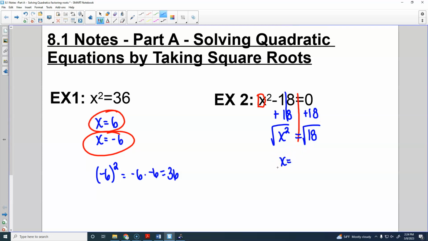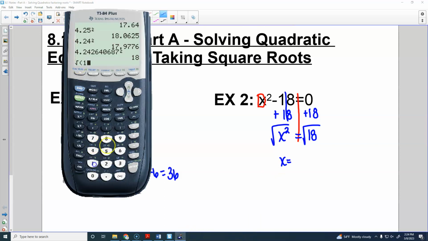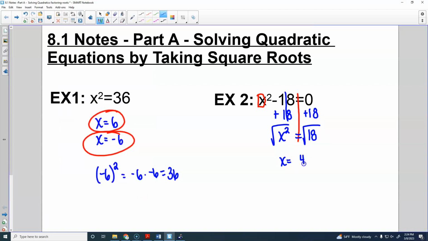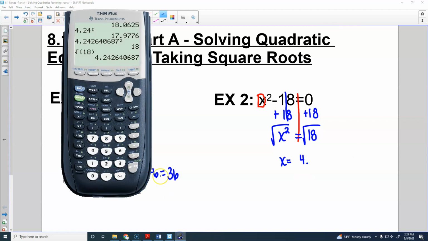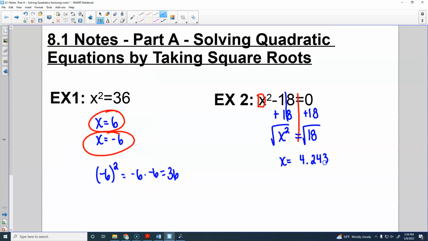So x will equal, if we type in square root of 18, we get 4.242640687. For me, I would like for your answers to be correct to 3 decimal places, so you can round it to 3 decimal places. So we'll have 4.243. Now, if you plug that back in, because I rounded it off, it's not going to quite give you the right answer. If you use the whole entire decimal, it should give you the right answer.